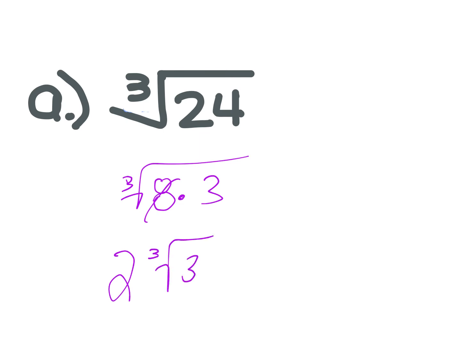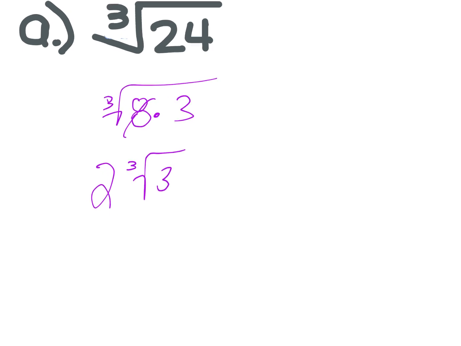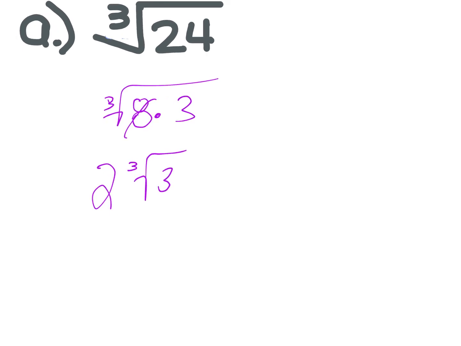Now, please, guys, my handwriting is not good. But make sure that I understand that your answer is 2 times the cube root of 3, and it's not like 23 root 3. Right? Those two things are very different. So make sure if your number is supposed to be little, keep it little. If it's supposed to be big, keep it big. Understand?